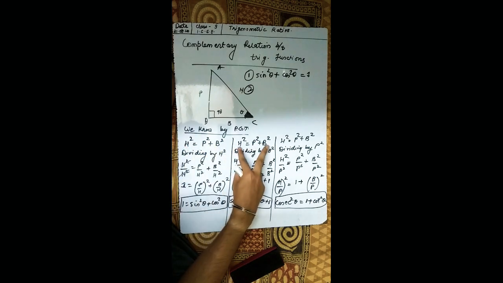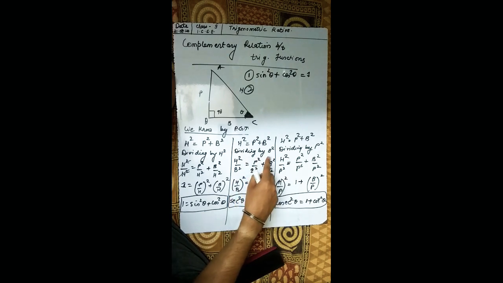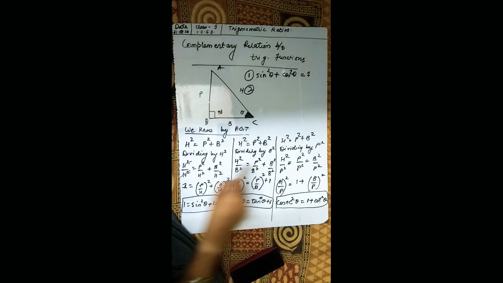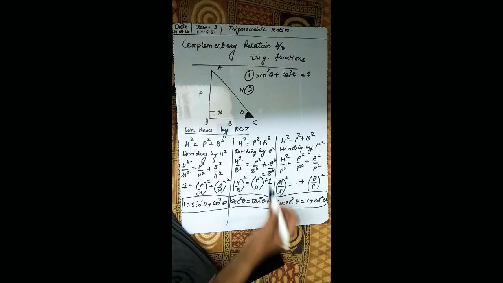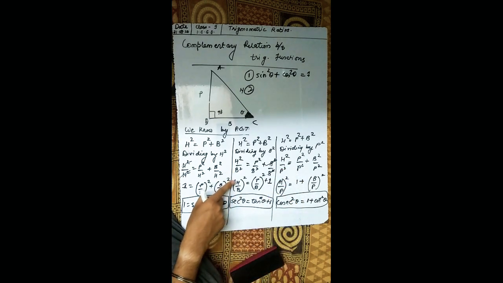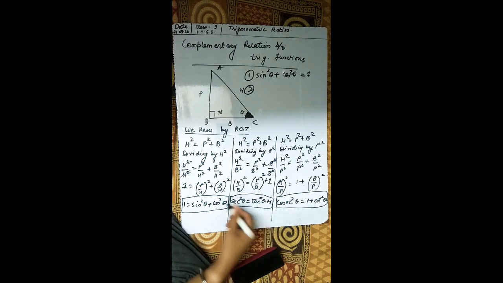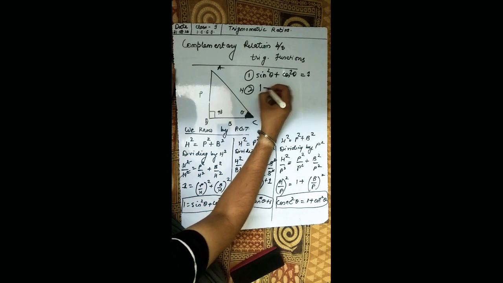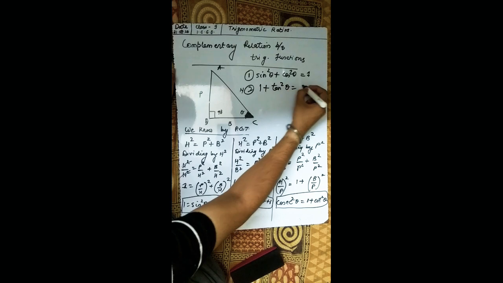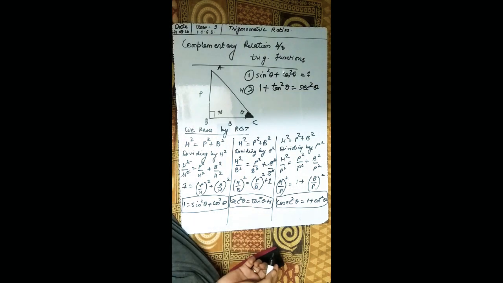Taking the same PGT, h square is equal to p square plus b square, dividing both sides by b square. So dividing by b square, h square upon b square equals p square upon b square plus b square upon b square. Now this b square with b square will cancel and we'll get 1 as an answer here. We can write it like this, and h upon b is sec, so sec square theta. This will be tan square theta plus 1. So we got one more identity: 1 plus tan square theta is equal to sec square theta.